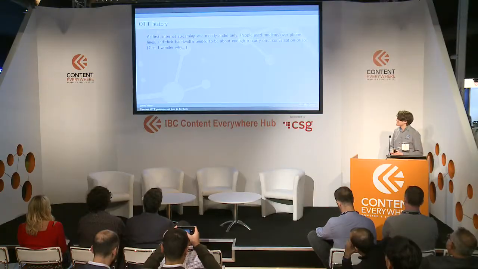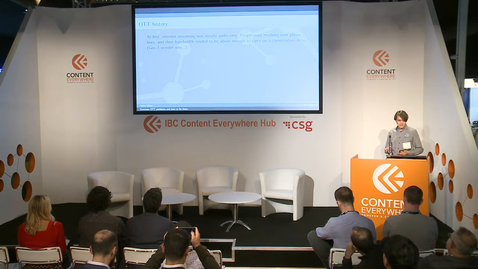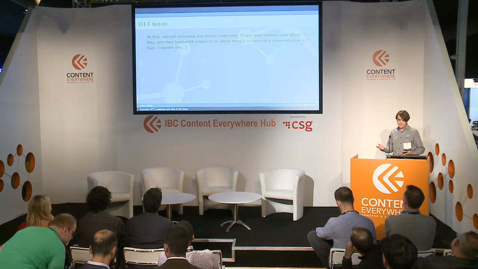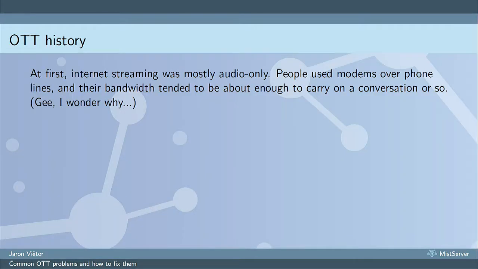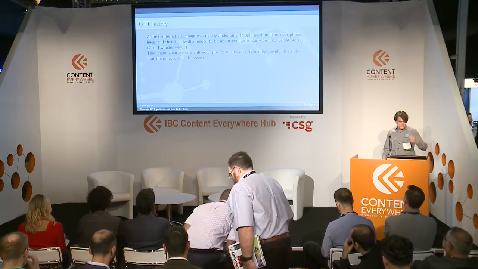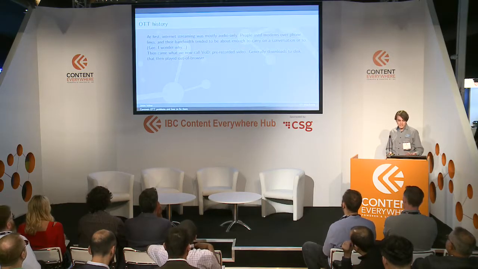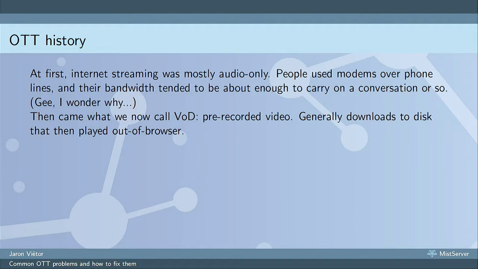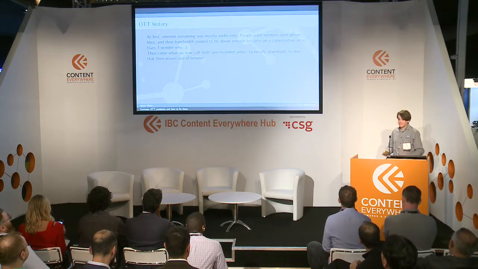All right, history-wise. Well, first internet streaming was mostly audio only because of bandwidth concerns, because people were using modems over phone lines, and surprisingly, modems and phone lines tend to have enough bandwidth for about a conversation or so. It's like they were designed for it. And then a little bit later, as bandwidth increased, people did what we now call VOD, pre-recorded videos. Back then, they were just uploaded to a website. You would download them and play them in a media player, because browsers playing video back then was not something you could take seriously.